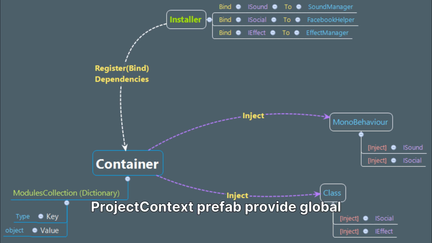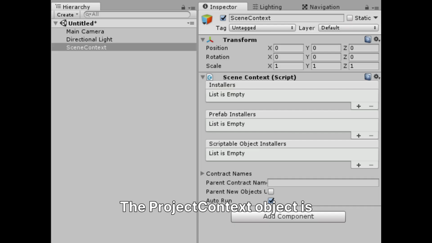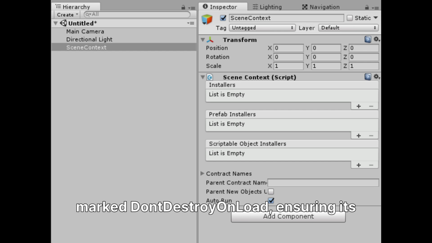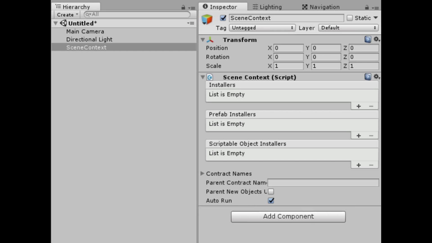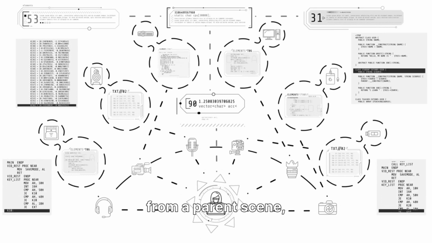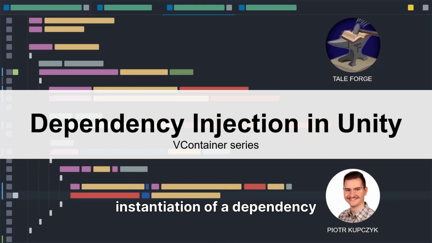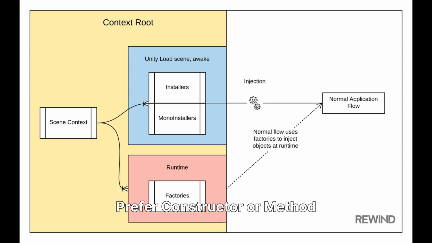Installers added to the project context prefab provide global bindings available across all scenes. The project context object is marked DontDestroyOnLoad, ensuring its persistence. Scene parenting allows specific scenes to inherit bindings from a parent scene, useful for modular setups. LazyInject<T> delays the instantiation of a dependency until it's first accessed, optimizing startup time. Prefer constructor or method injection to make dependencies explicit and prevent circular dependencies.